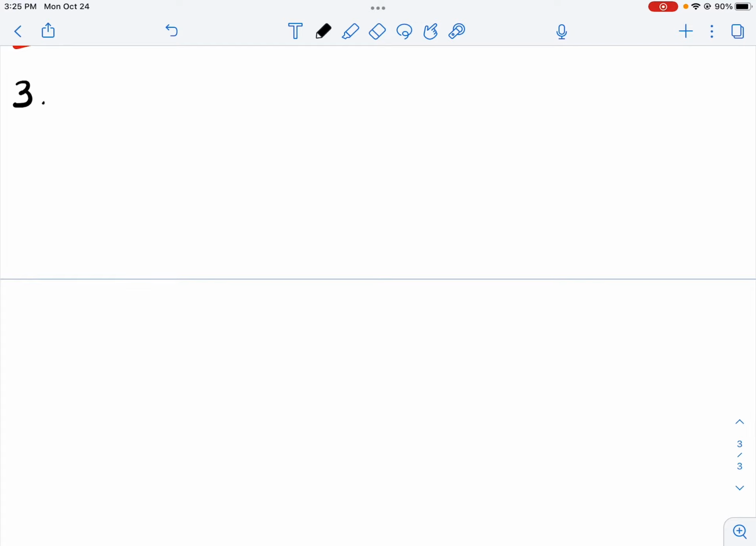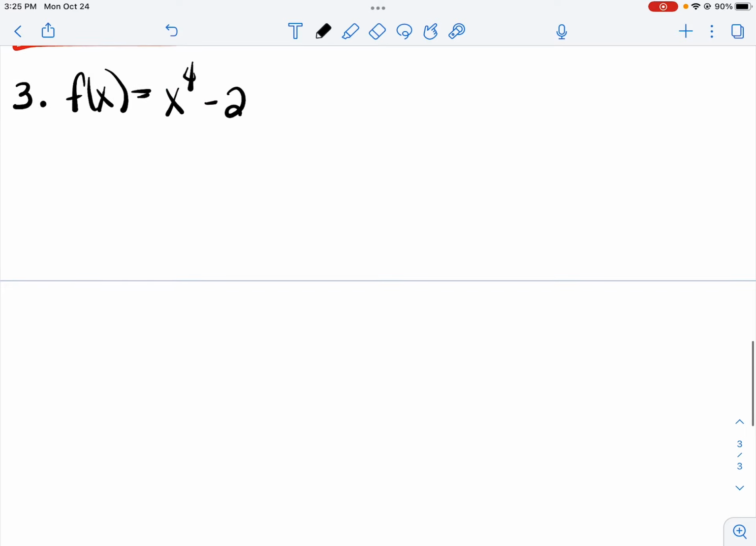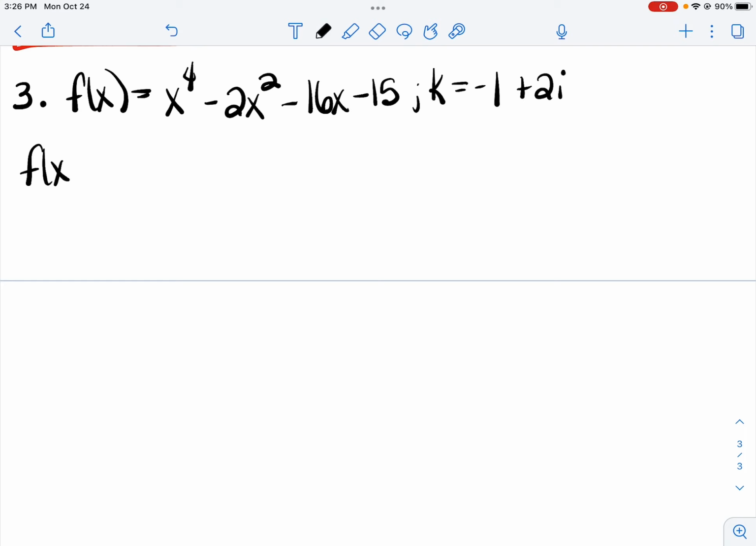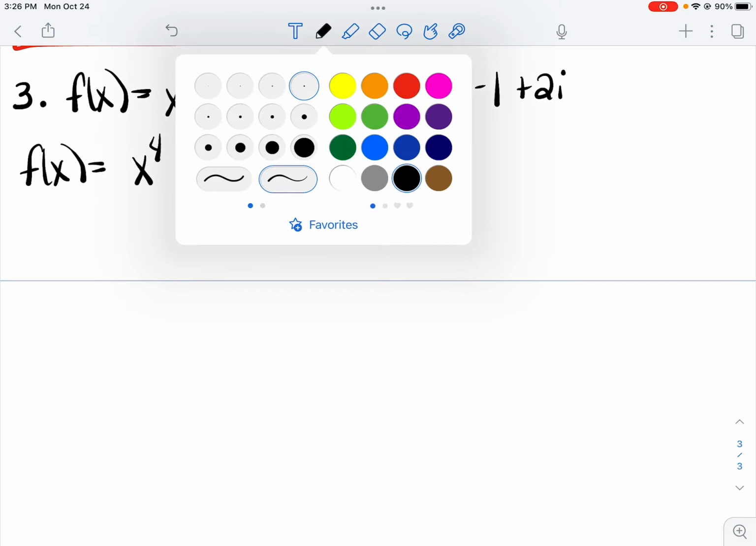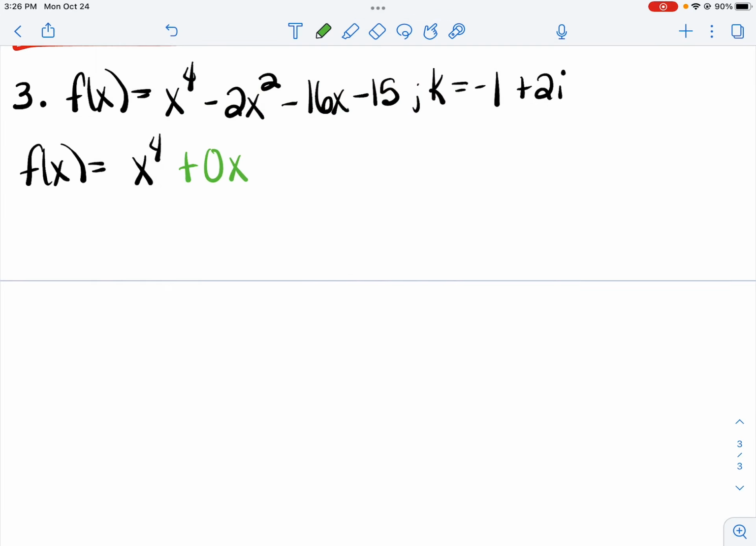Look at number 3. Our polynomial is x to the 4th minus 2x squared minus 16x minus 15. And we're given 1, 0 here, negative 1 plus 2i. And we're asked to find all of the other zeros. To use synthetic division, my powers need to be in decreasing order, and I can't be missing any powers. Well, once again, I'm missing a power, so I fill in a 0 for that missing power.